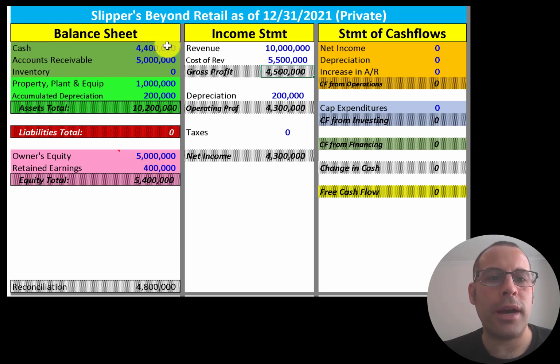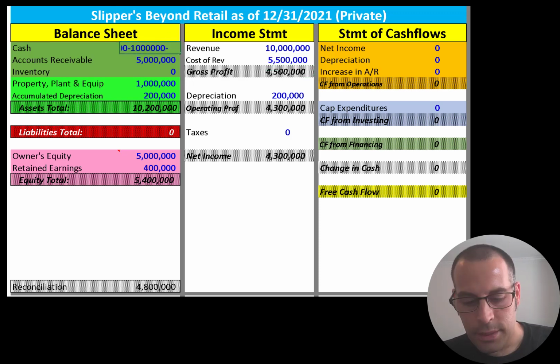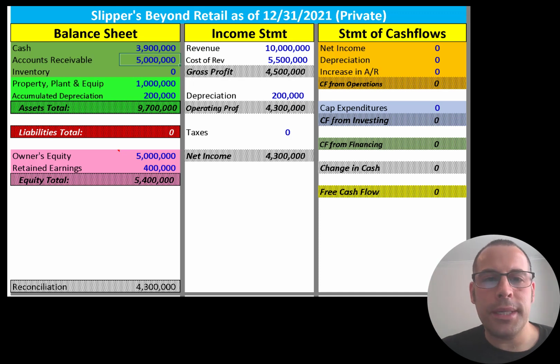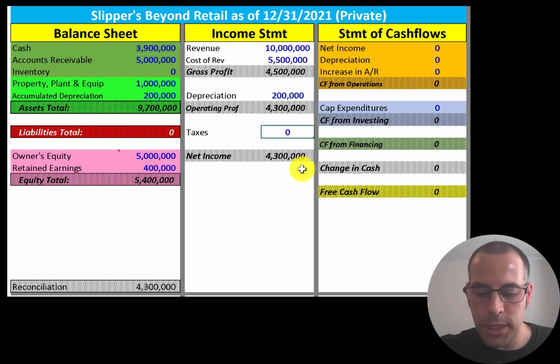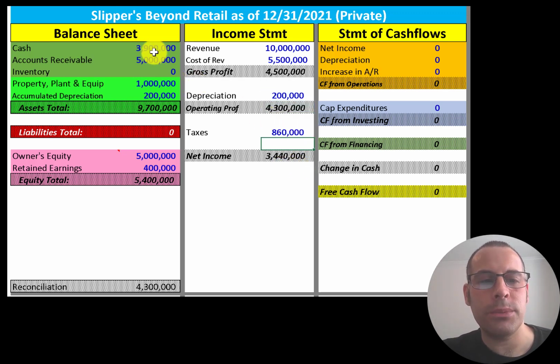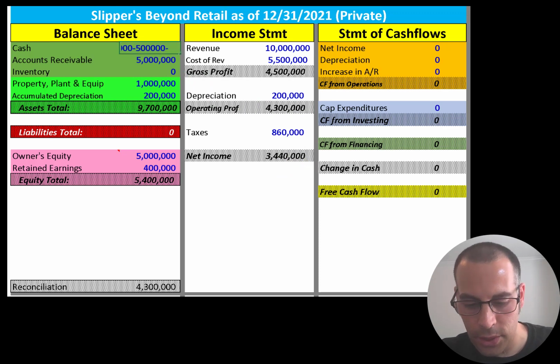And now we have to minus $500,000 from cash. Double entry accounting. Every single transaction has to go into at least 2 accounts. Now let's pay our taxes. We're going to pay 20% of our operating income. So $860,000 in taxes. We'll minus that from cash. We have to send that to the IRS.